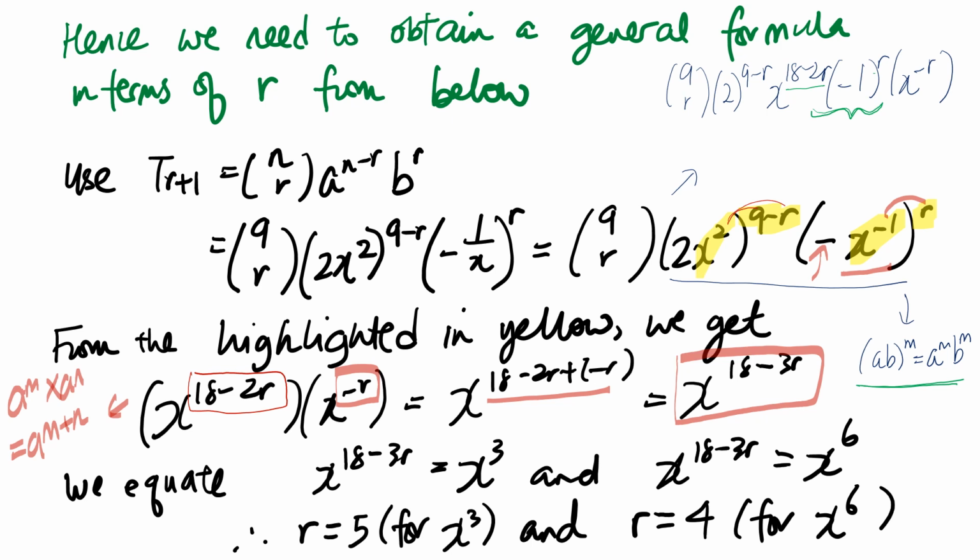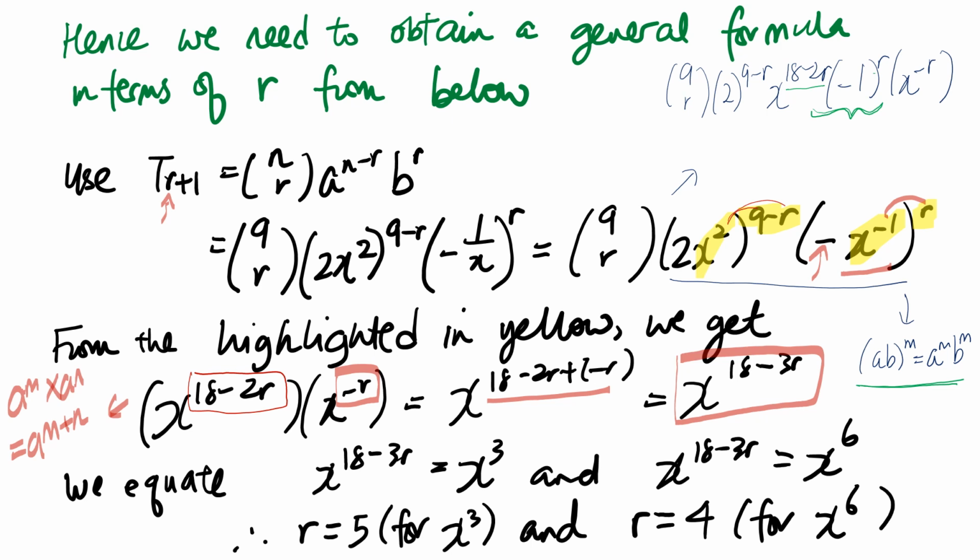So in the question, we are asked to find x to the power of 3. So you just equate it to x to the power of 3, and you'll get r equals 5. So r equals 5 means this term, x cubed, is the 6th term, because when you substitute r equals 5 here, you get T6. 6 means it's the 6th term.